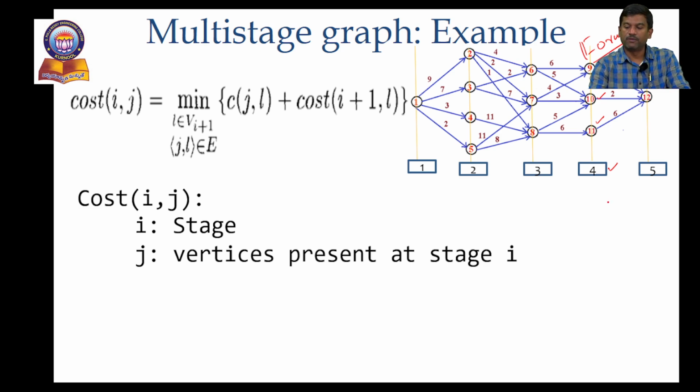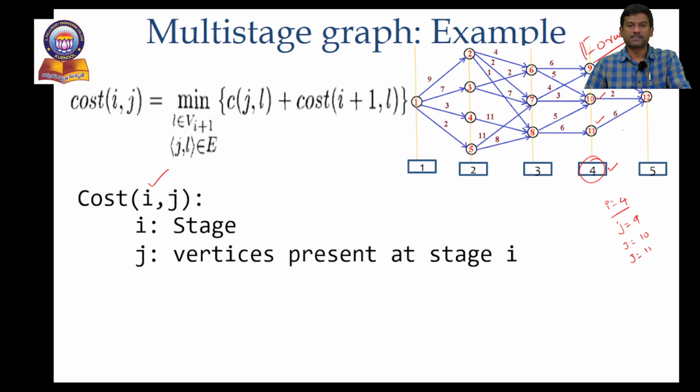When the value of i is equal to 4 in the equation cost of i comma j, this indicates the stage. And what does the j value indicate? The vertices that are present at stage i. So at stage 4, the vertices present are 9, 10, and similarly 11. These are the values of j when you consider i equal to 4.